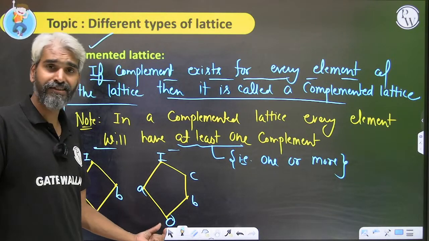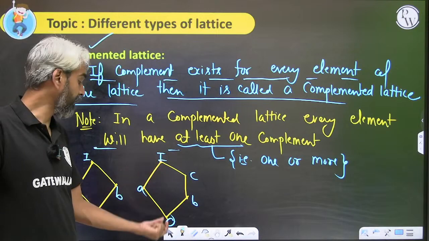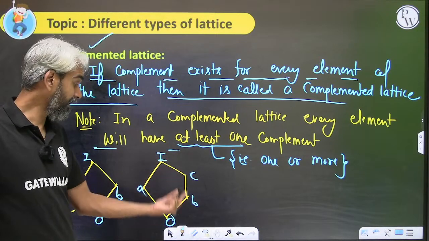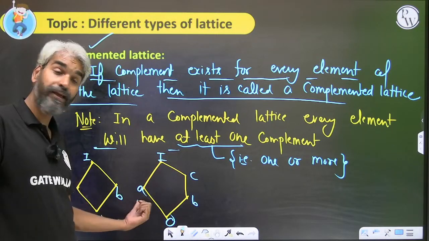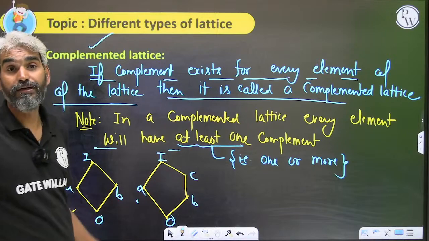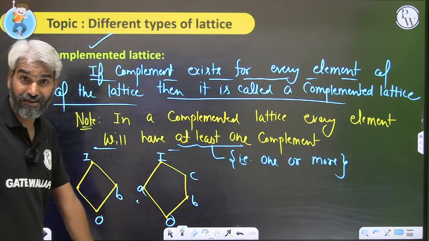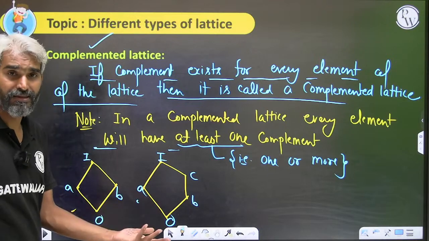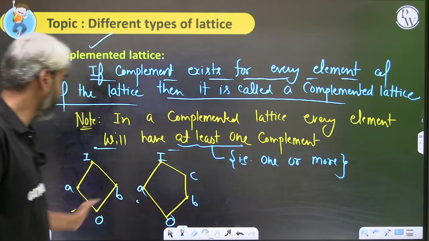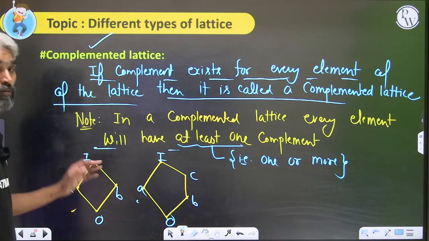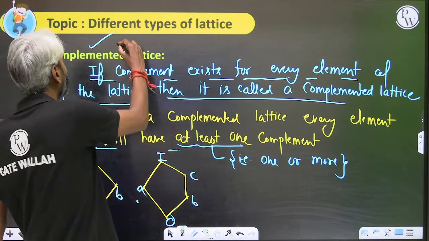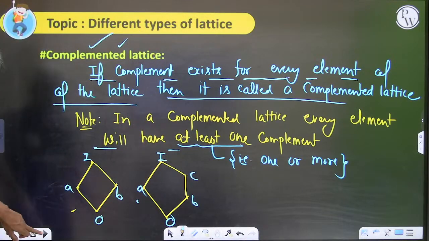Similarly, in this case, complement of O will be I, complement of I will be O, complement of A will be B and C, complement of B will be A only, complement of C will be A only. So every element has at least one complement. In this case as well as in the earlier case, exactly one also satisfies the at least one condition. Therefore, these lattices are known as complemented lattices.